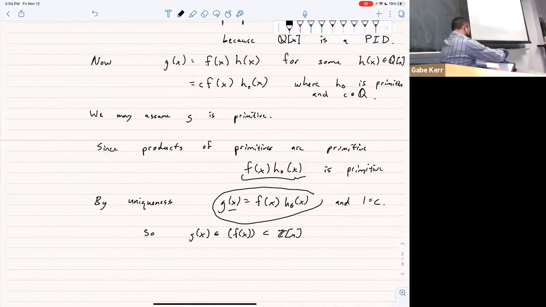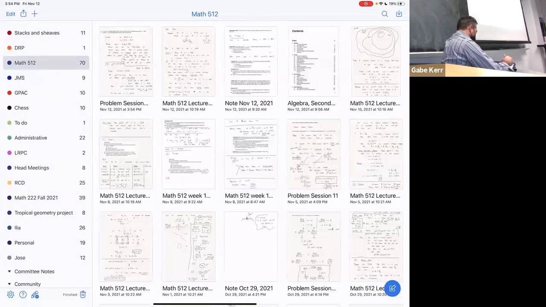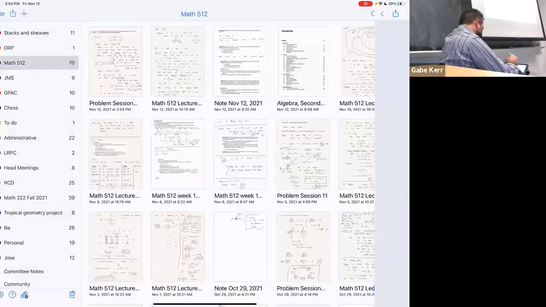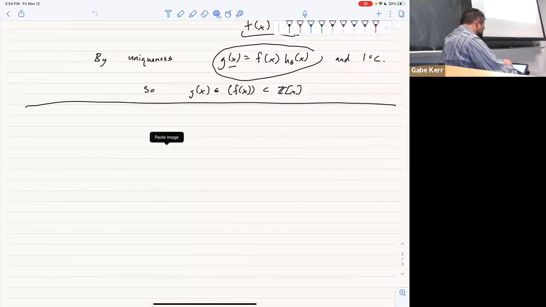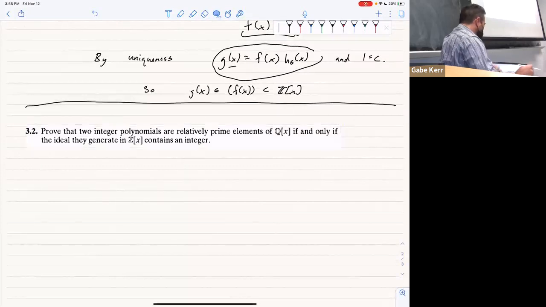All right, so what else? The other one, so this is 3.6. Remember what was the other one from chapter 2? 3.2. Two integer polynomials are relatively prime elements in Z[x] if and only if the ideal they generate is generated by an integer d of x.